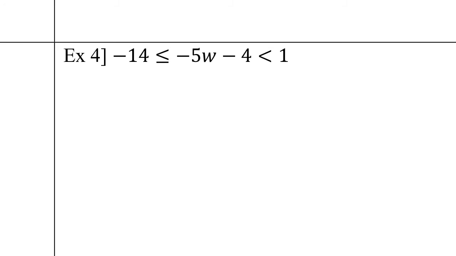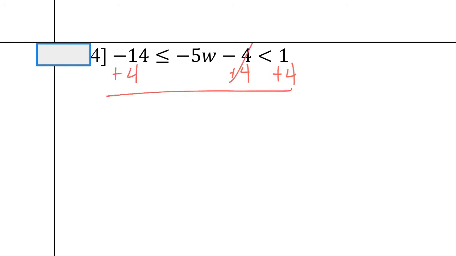Example 14. So we have another "and" inequality. So I got two inequalities stuck together, so we're going to solve it all at once. So again, we're going to pretend that this side doesn't exist for a minute, and we're going to solve like normal. So I'm going to add 4 to both sides. That would be my first step. But since I added 4 to the right, I need to also add 4 to the left. So I have negative 10 less than or equal to negative 5w less than 5.